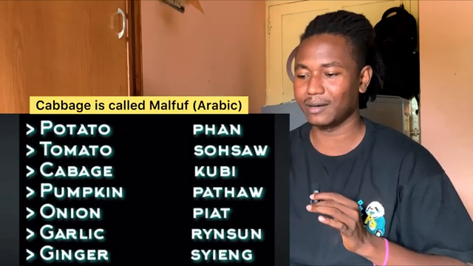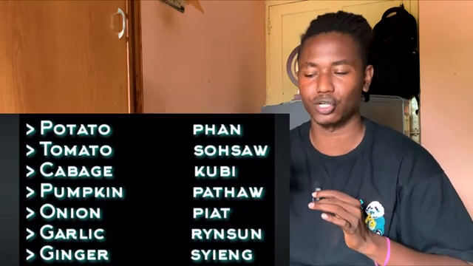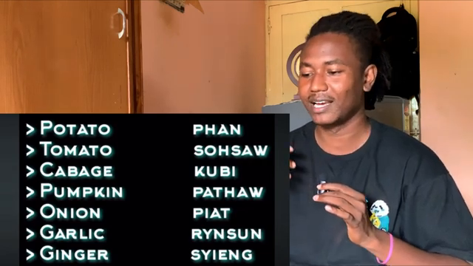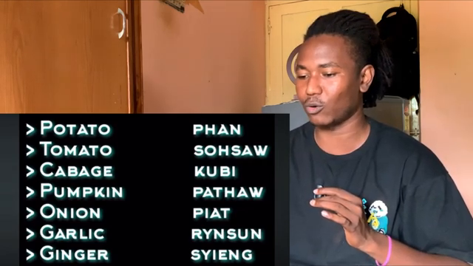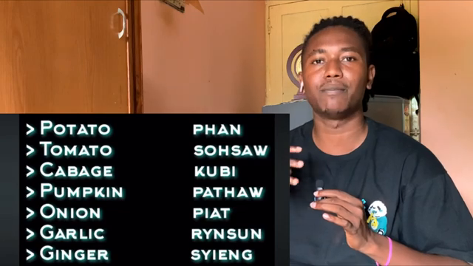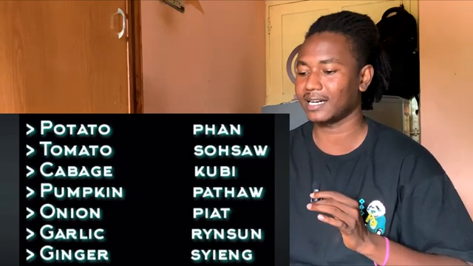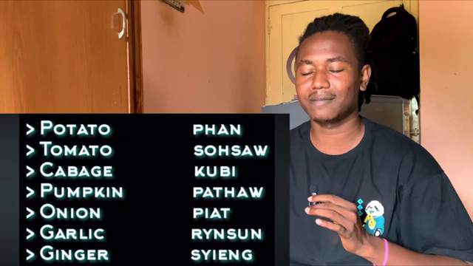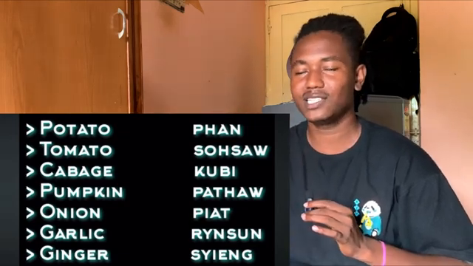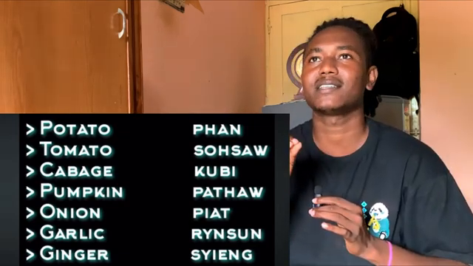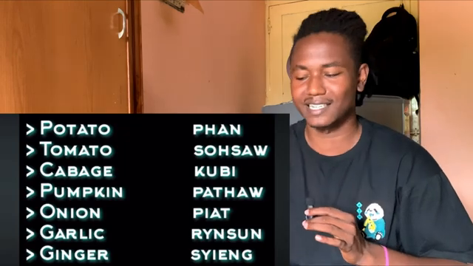So pumpkin, we say bonjok in my local way. In Khasi it is patau. Onion, we say basal. In Khasi, piad. Garlic, basal tum. Ginger for us is Jenzabil, guys.